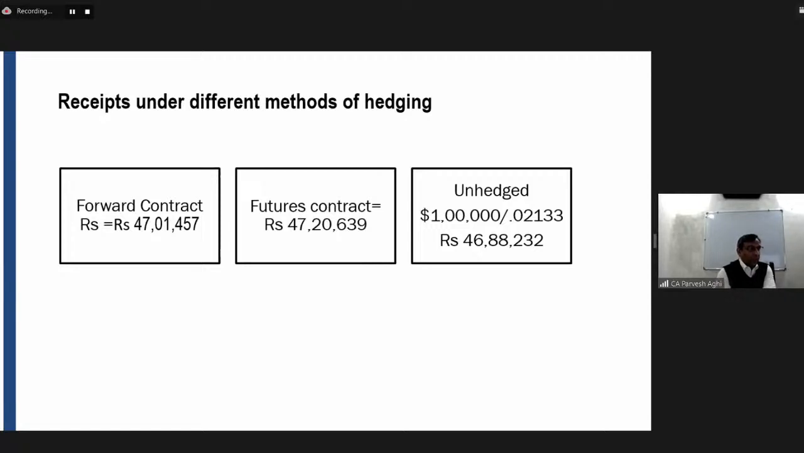This third one is when he doesn't take any position. He neither takes a forward contract with the bank, nor goes to the stock exchange and hedges himself in the currency futures market. If he doesn't do these two, he gets $1 lakh from the exporter, the person who has taken his goods. He'll go to the bank, and the bank will give him money at the current spot rate on 1st of September, which is 0.02133. That gives 46,88,000.